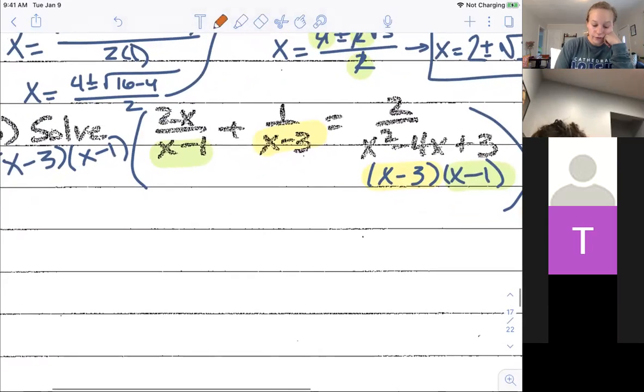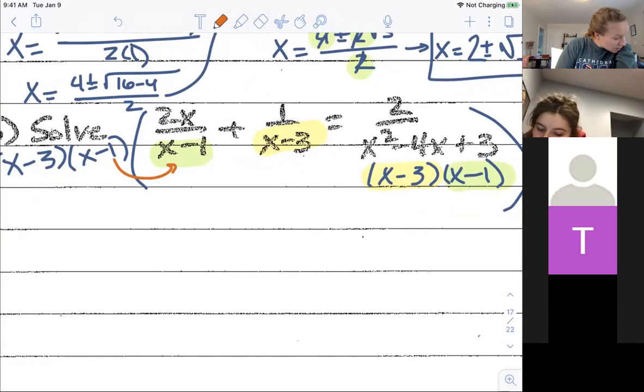Okay. The first one, when I multiply this first equation by x minus 3, x minus 1, well, the x minus 1's cancel. So it's just 2x over, I know it looks like 2 minus x here, but it's 2x times x minus 3, because the x minus 1's cross each other out.